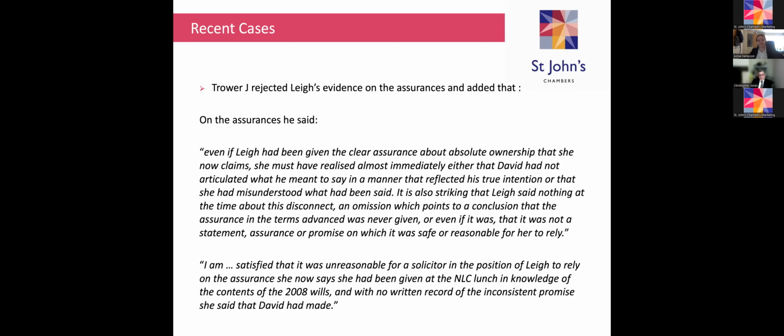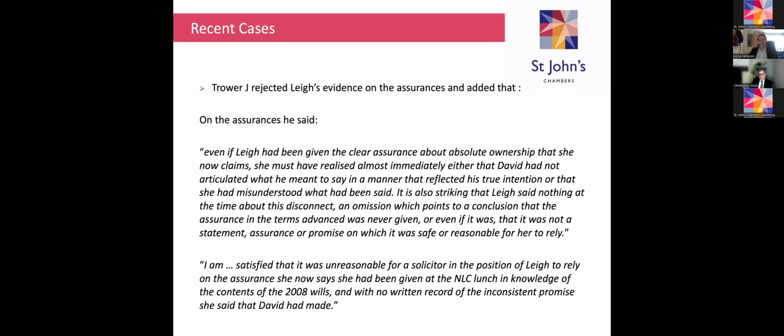I am satisfied that it was unreasonable for a solicitor in the position of Lee to rely on the assurance she now says she'd been given at the lunch, in the knowledge of the contents of the 2008 wills, you recall that was a meeting that she was in attendance at, and with no written record of the inconsistent promise she said that David had made.